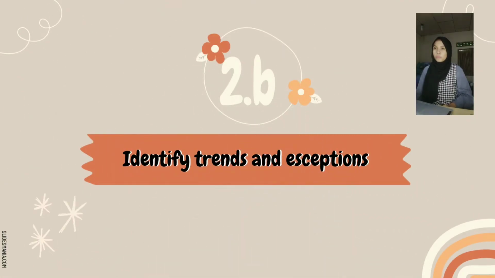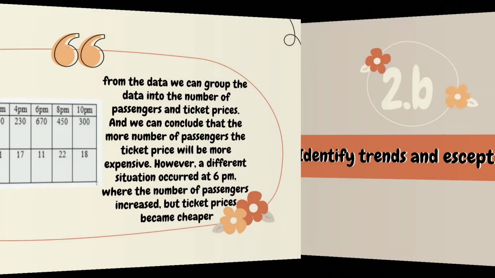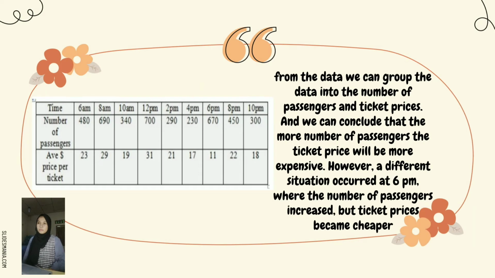Step 2.B. Identify trends and exceptions. From the data, we can group the data into the number of passengers and ticket price. And we can conclude that the more passengers there are, the more expensive the ticket price will be. However, a different situation occurred at 6 p.m., where the number of passengers increased but the ticket price became cheaper.